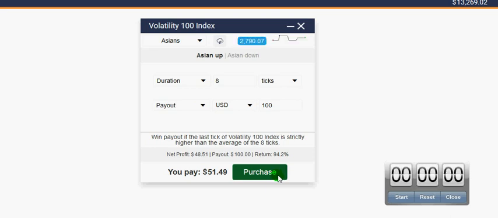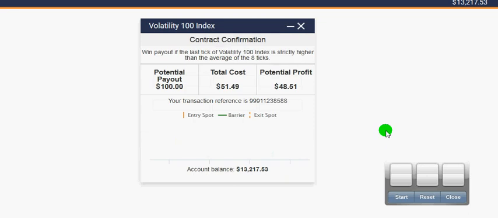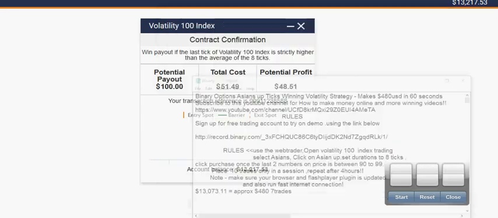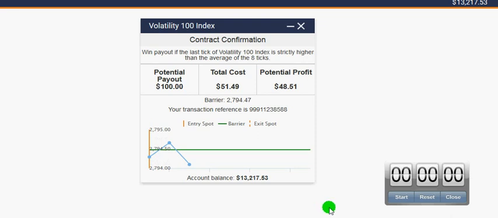59. 42, 27, 57, 93. So that's our seventh trade. We have to wait for the outcome.